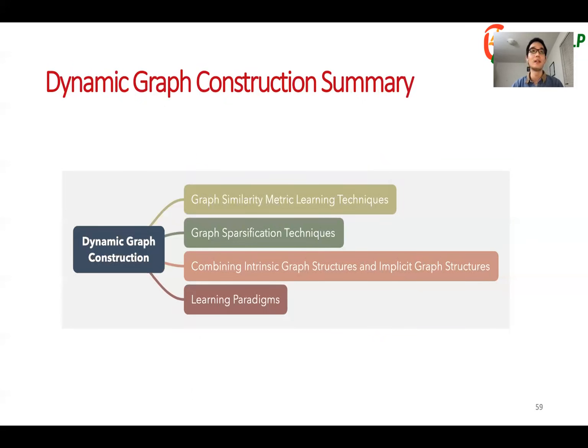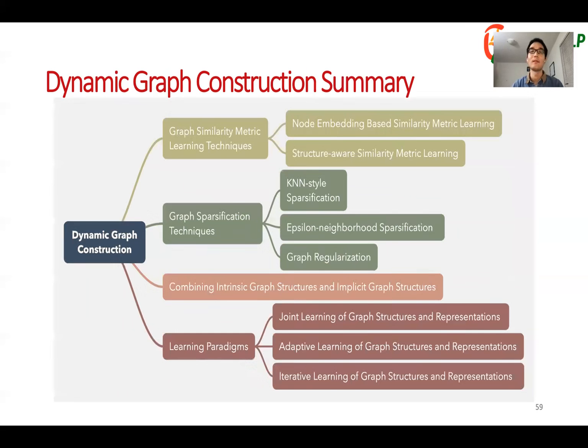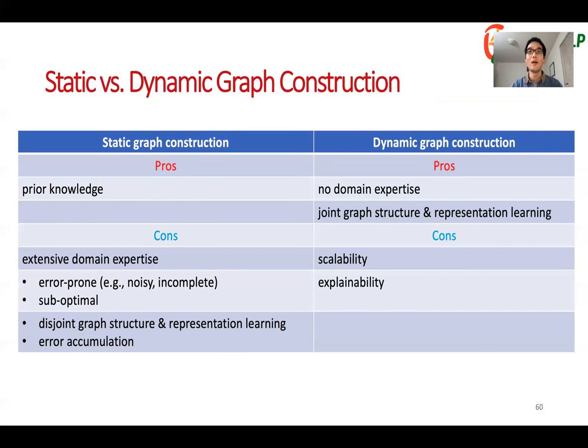So far, we have introduced the various dynamic graph construction techniques, including graph similarity metric learning, graph sparsification, combining intrinsic and implicit graph structures, and the various learning paradigms. One might ask, how is static graph construction compared with dynamic graph construction? Which is better? Let's first talk about static graph construction.